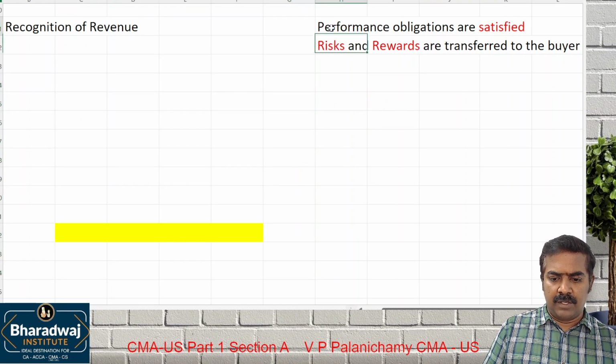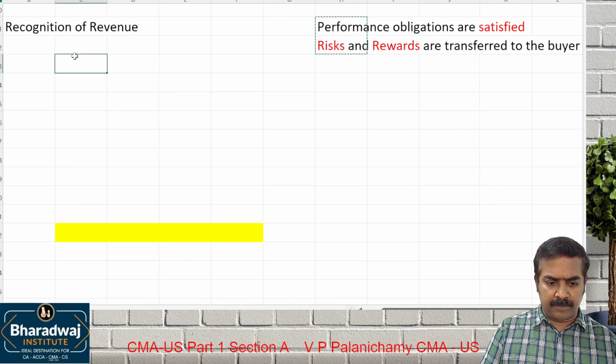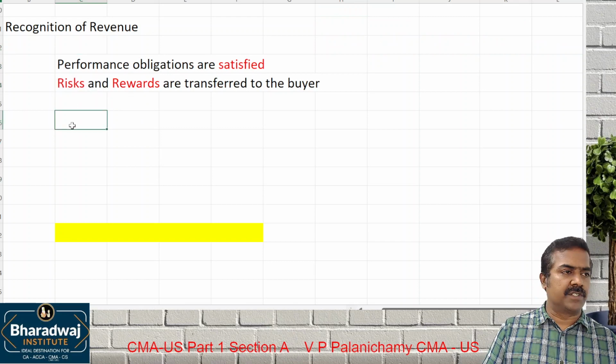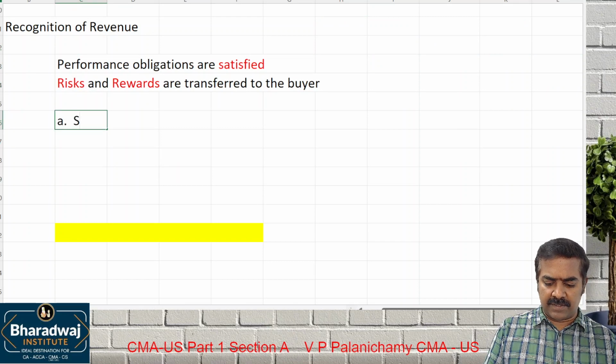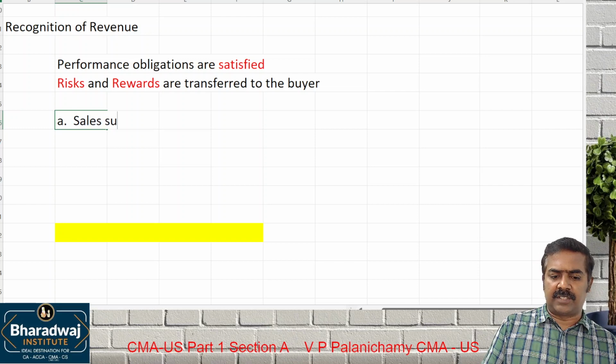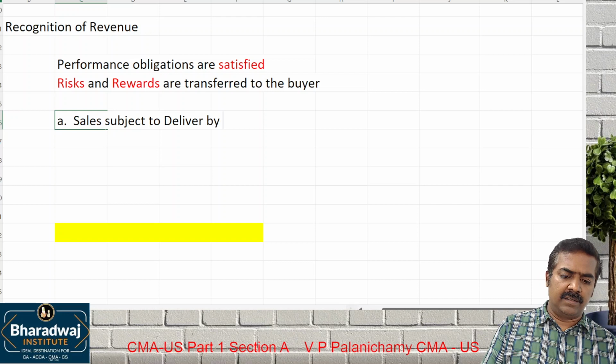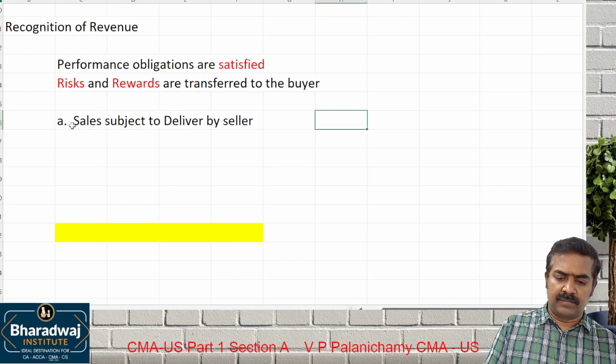Income can be recognized when performance obligations are satisfied. Certain examples: sales subject to delivery by seller, income can be recognized only after delivery.